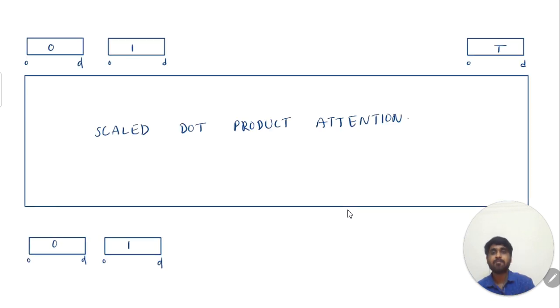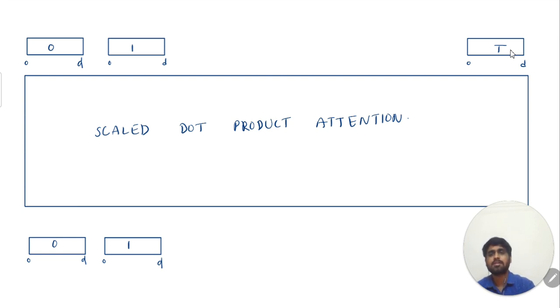As we know, this transformers architecture has been proposed mainly to handle sequence data. Let us consider for our example the sequence to be a sentence, and let us assume its length as t, and each of the tokens is of length d.